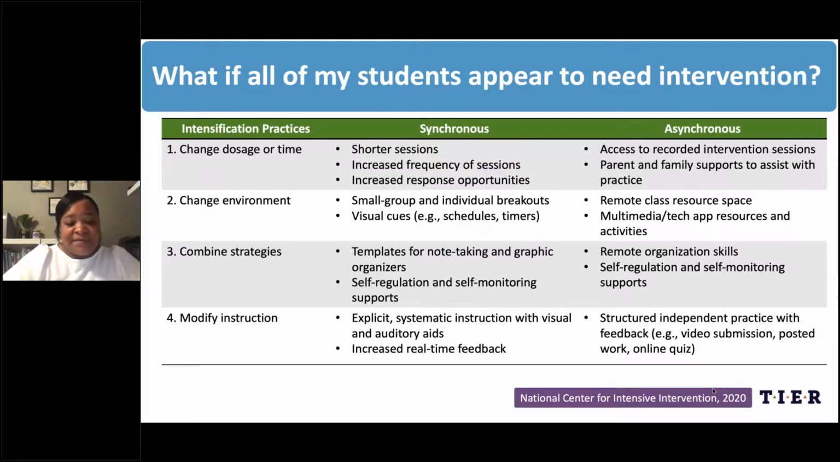Finally, when intensifying practices by modifying the delivery of instruction, synchronous intervention includes explicit, systematic instruction with visual and auditory aids. Also, modify instruction with increased real-time feedback. Modifying asynchronous intervention may include opportunities for structured, independent practice with feedback. For example, a video submission, or having work posted, or an online quiz.